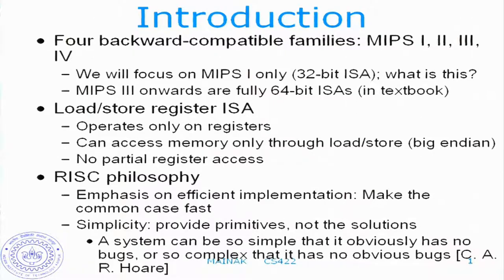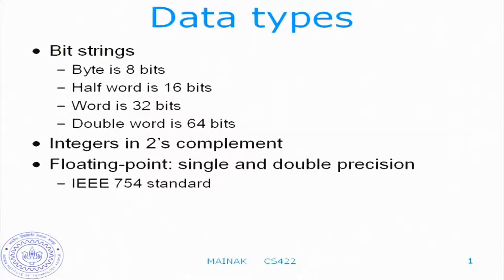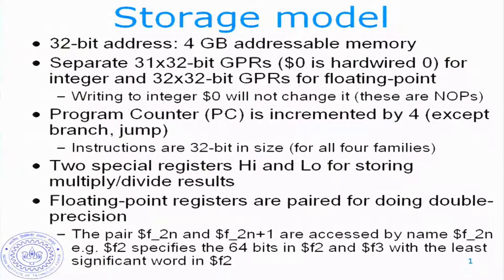The basics of the MIPS-I ISA, and we talked about the data types. I just remind you there are four data types: byte, half word, word, and double word. The double word instructions are relevant only in a 64-bit ISA. A 32-bit ISA will only have up to 32-bit instructions, up to word. Integers are 2's complement, floating points are single and double precision.